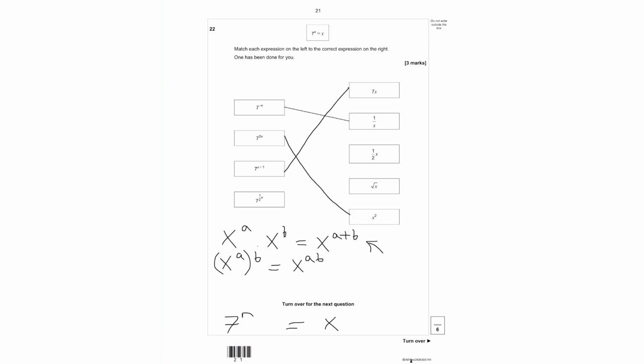And lastly, we have 7 to the power of half n. Again here, if we look at our bottom rule, if we make b in this instance equal to a half, we have 7 to the power of n to the power of a half equals x to the power of a half. And so we'd get 7 to the power of half n equals x to the power of half. Anything to the power of a half is the same as the square root of that value. So this would be root x.